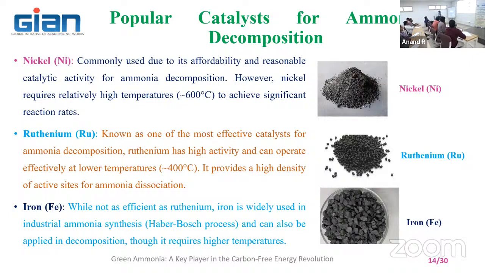When you go for iron, it's not as efficient as ruthenium. Iron is mainly used in producing ammonia, but when you use the same catalyst for desorption, it requires a higher temperature. So among the three catalysts, we suggest you go for ruthenium for the conversion of ammonia to nitrogen, as it happens at minimum temperature. Still, you should explore different catalysts and find out whether the process can happen at 350, 300, 250, or even 200 degrees, so that you can minimize the energy input in the form of heat.